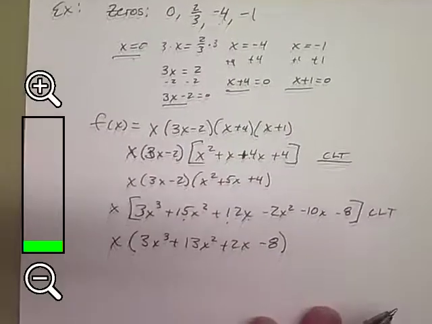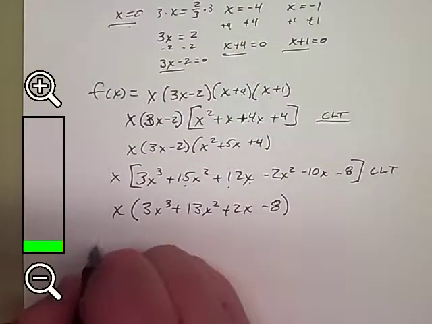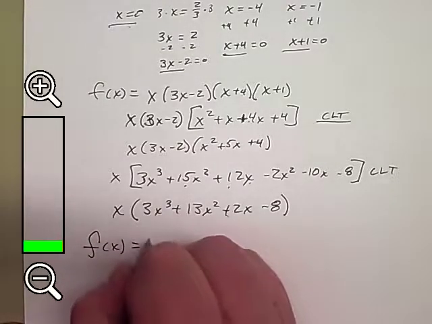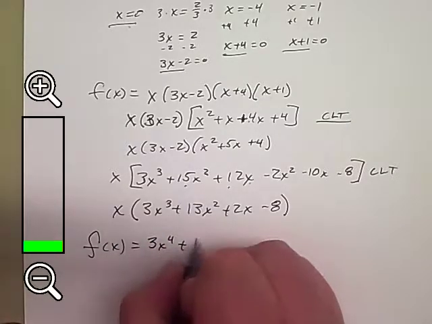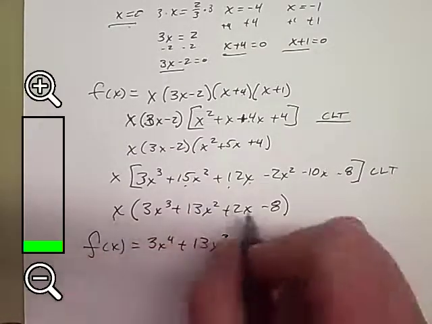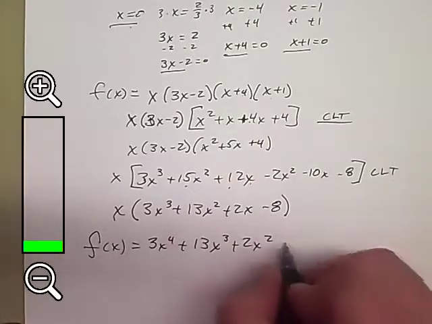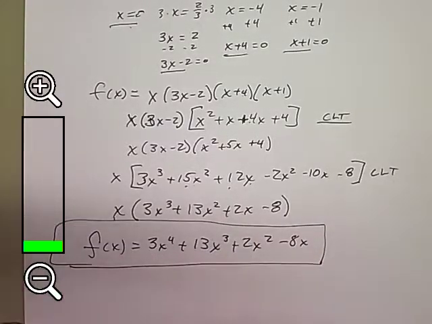And lastly, my last bit of multiplication is this x. I'm going to distribute him through. So I get f of x equals x times 3x to the third is 3x to the fourth. X times 13x squared is a positive 13x to the third. X times 2x is a positive 2x squared. X times negative 8 is a negative 8x. And I am done.